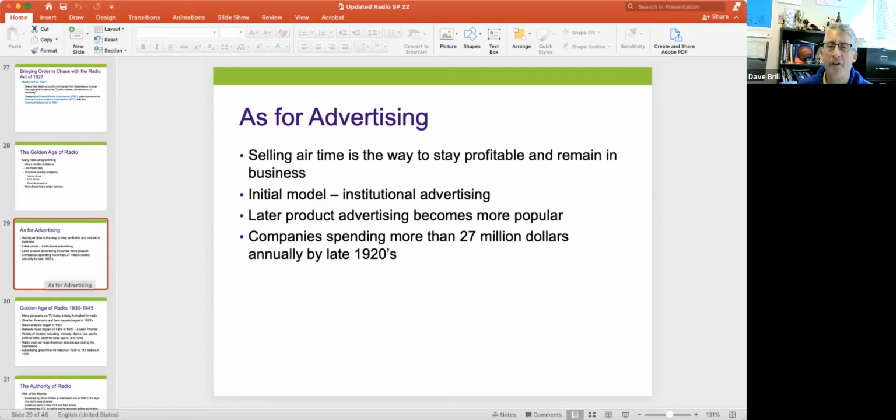So anyway, we'll talk more about that when we get to television as well, because it does play a huge role. But the bottom line is, with advertising, what I do want you to understand is that companies are spending more than $27 million. That is $27 million in those terms annually by the late 1920s.